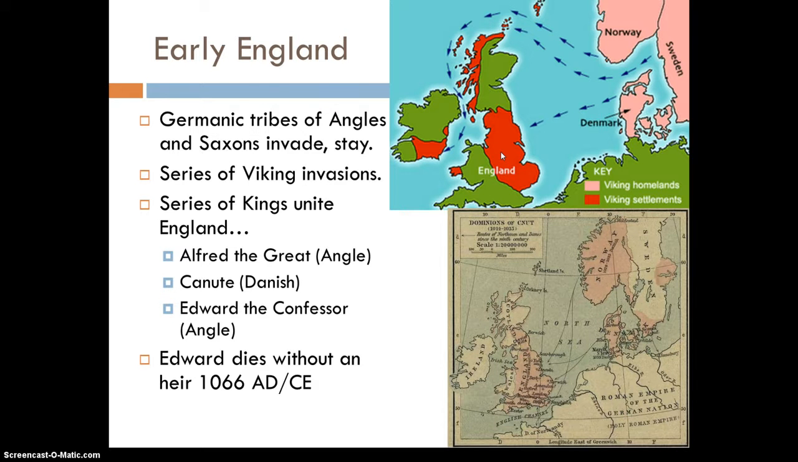Some of the kings listed that helped to begin unifying England under the control of one man are here: Alfred the Great, Canute, and Edward the Confessor. You can see that Alfred the Great was an Angle, which means that he was of Germanic descent, but Canute was actually a Viking and helped to unify a number of people in England. And then finally, Edward the Confessor. When he dies in 1066, it leads to a war in which England becomes unified under one man finally.